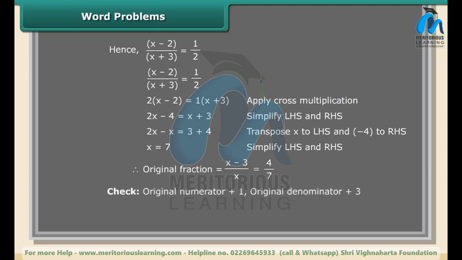Check. Original numerator plus 1, original denominator plus 3, which is equal to 4 plus 1 upon 7 plus 3, is equal to 5 upon 10, which equals 1 upon 2, which is correct.